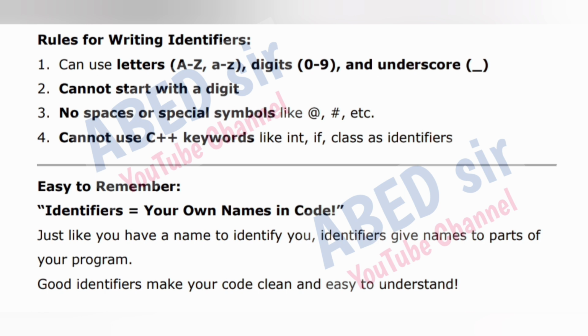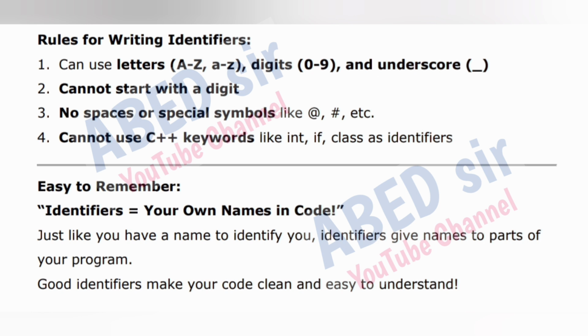Rules for writing identifiers. 1. Can use letters, A to Z, digits, 0 to 9, and underscore. 2. Cannot start with a digit. 3. No spaces or special symbols like @, #, etc. 4. Cannot use C++ keywords like int, if, class as identifiers.